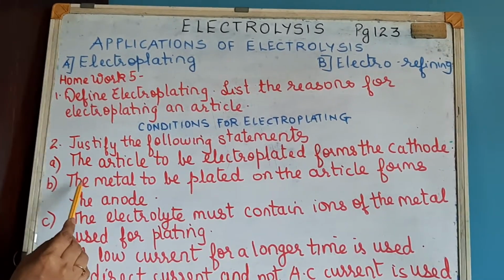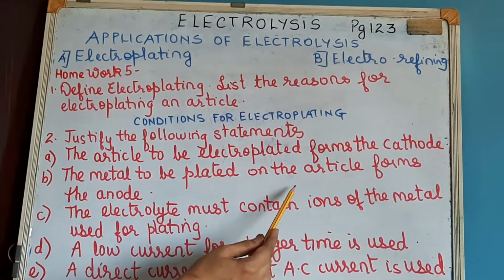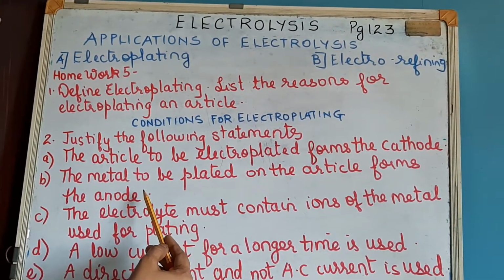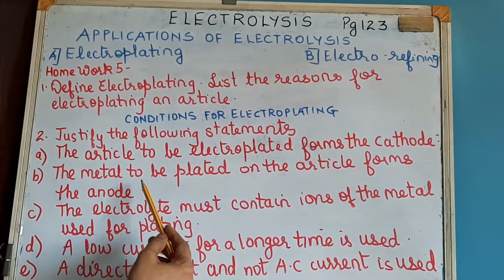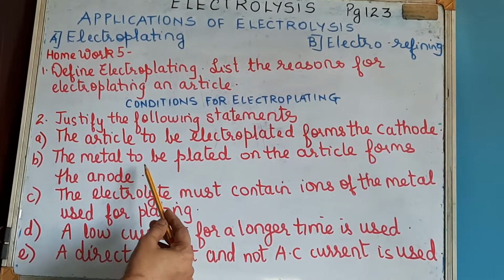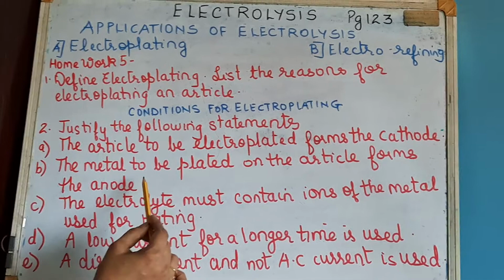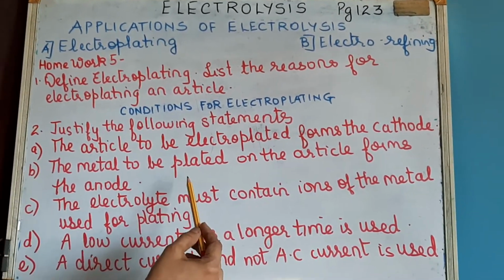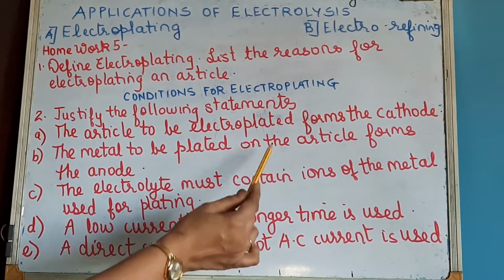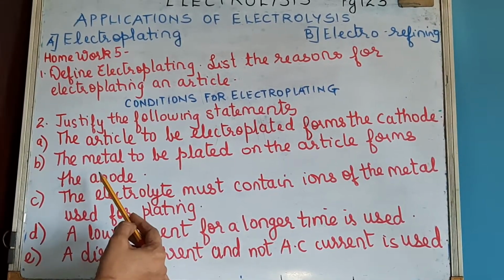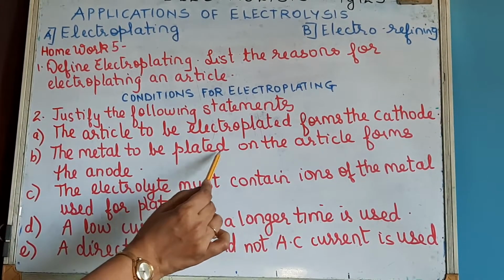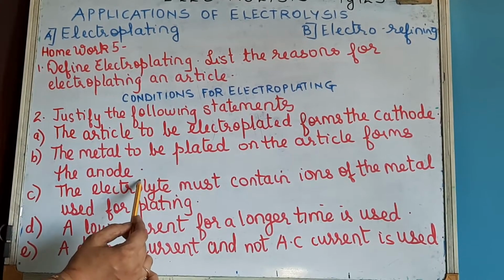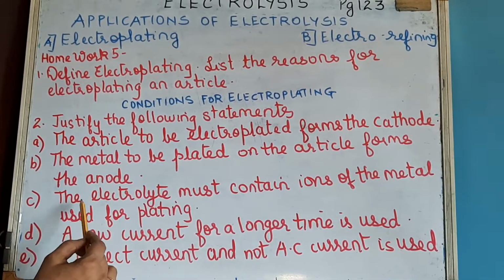Okay. Then second, the metal to be plated on the article will form the anode. Means if you are electroplating with, say, nickel, then your nickel rod, a thick rod of nickel, will be the anode, and it will be an active electrode. That nickel rod itself will lose electrons and form nickel ions, and these nickel ions will then go to the cathode. So the metal which you want to plate on the article will always be the anode. Clear? That is our second condition. Reasons are generally asked for each of these.